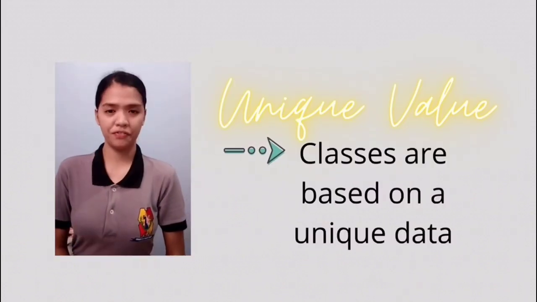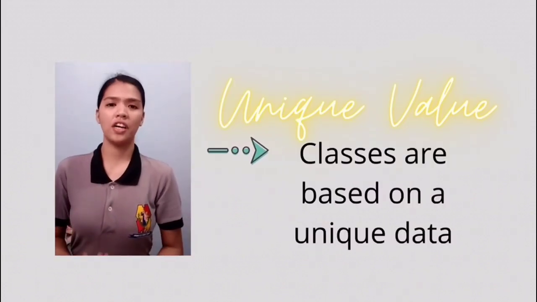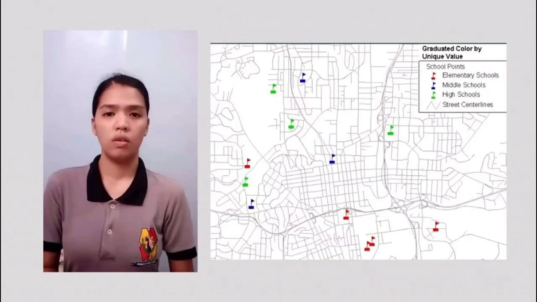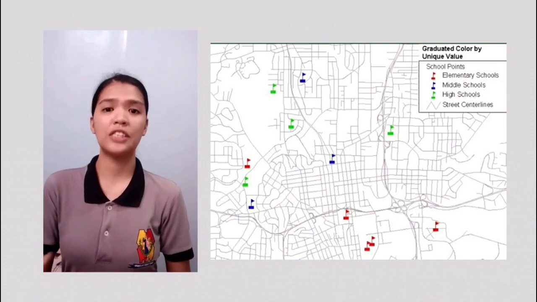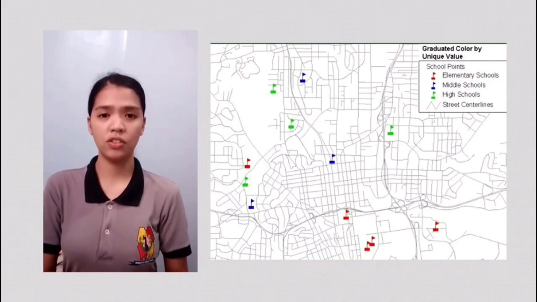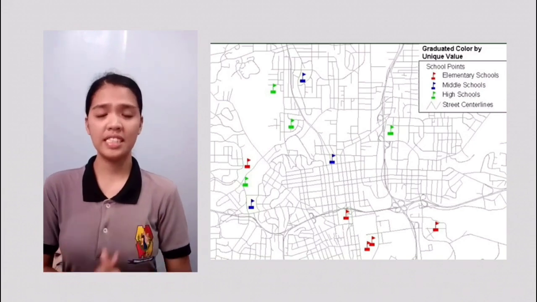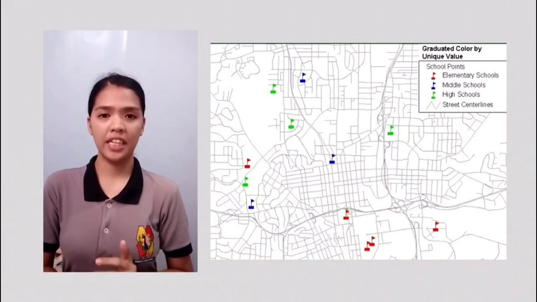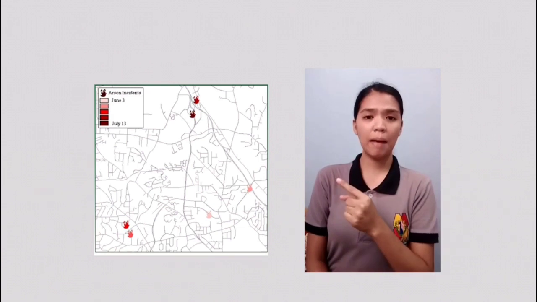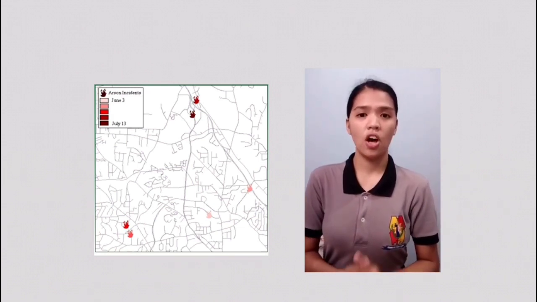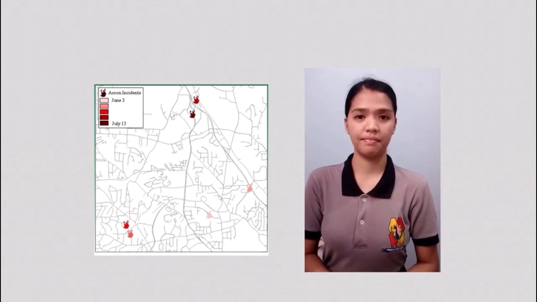Number 1. Unique values. Unique values are classes that are based on unique data. With unique value, the classifications are based on unique values that are selected by the user. In this example, schools are shaded by type. In this sample, the graduated color is used to depict the sequence of events in an arson case.